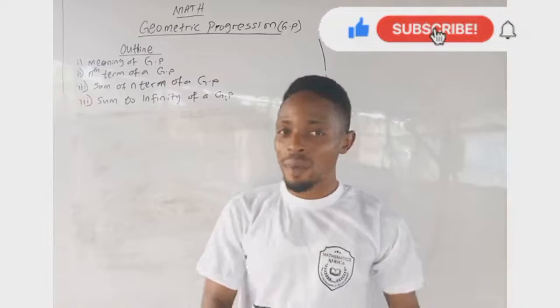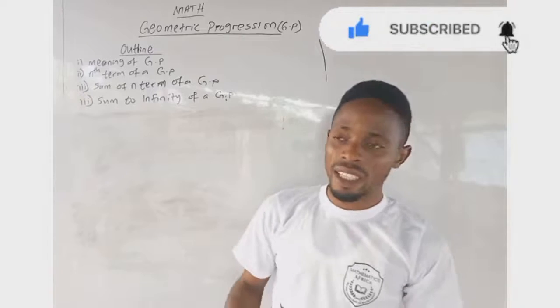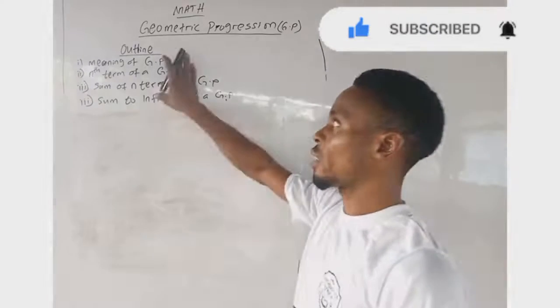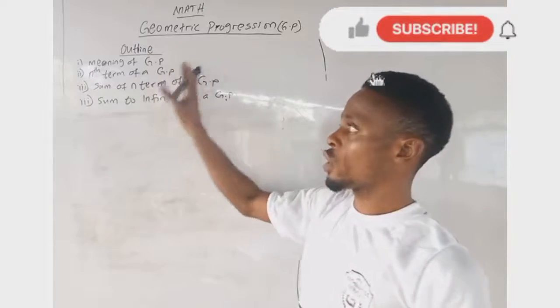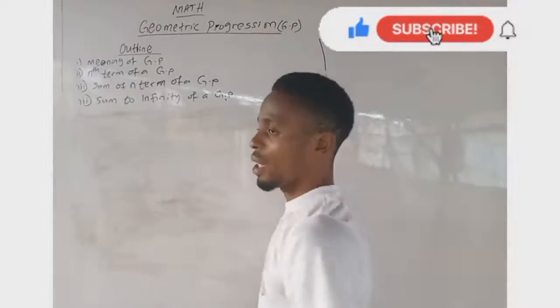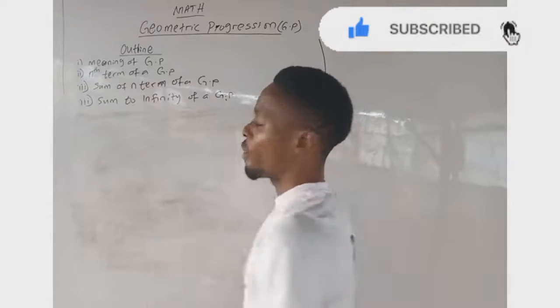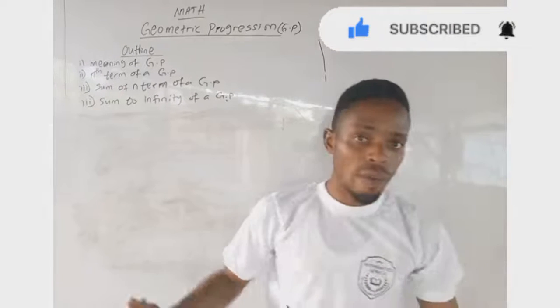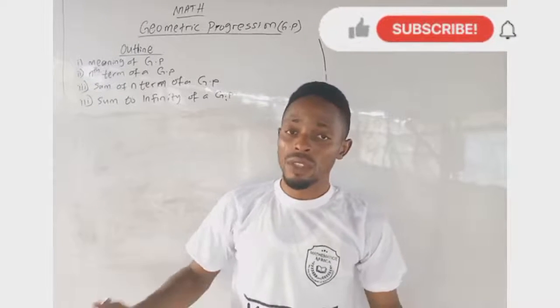So this one is for WAEC, NECO and JAMB examinations. In this class we'll be looking at this particular topic called geometric progression, and under this topic we'll be looking at the nth term of GP, the sum of GP and the sum to infinity of GP.